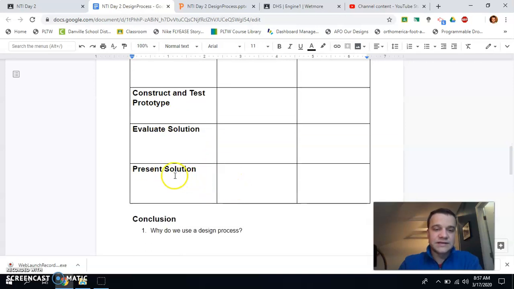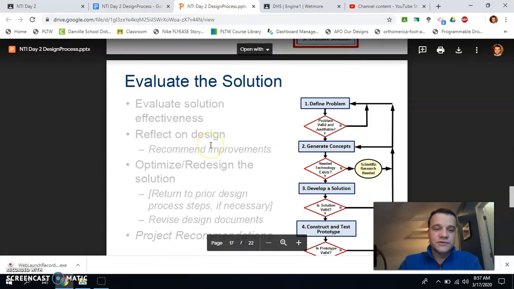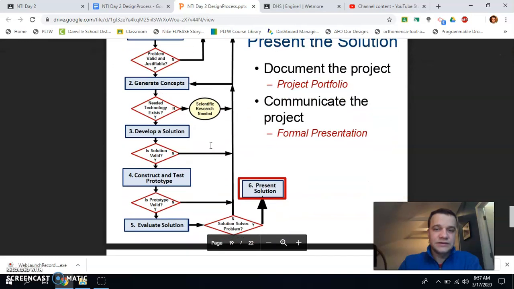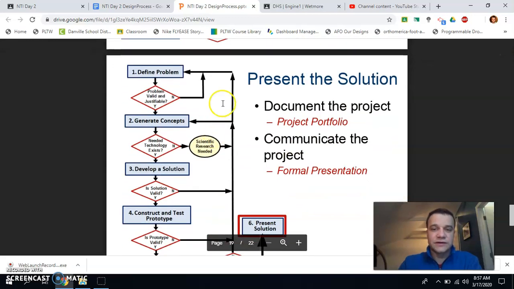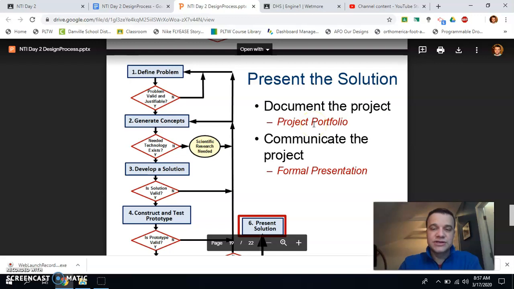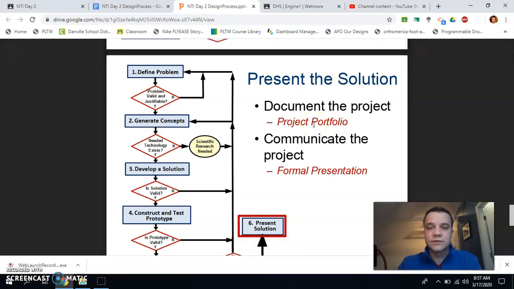Alright, last thing, present a solution. When you present your solution, it really depends on the problem you're solving. You might put together a portfolio, and an engineer often would put together a portfolio to document the work they've done, to share designs and drawings and prototypes with a client, and communicate those. There might be a formal presentation. This might occur through a meeting. This might be sent digitally to a client. And your assignment today is going to be sent to me digitally.